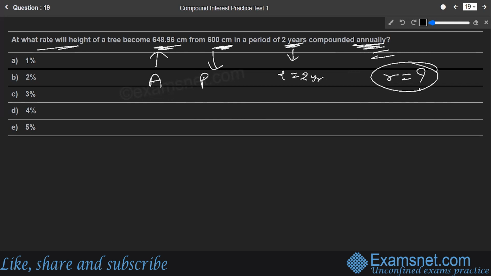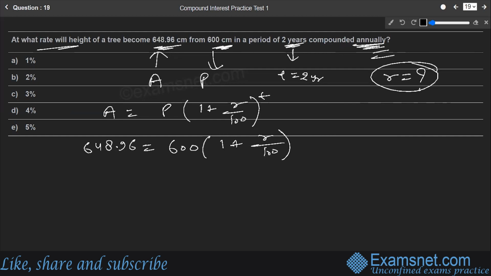So the simple formula of compound interest can be used for this also, and which can find us the rate value. The simple formula of amount is P into 1 plus R over 100 to the power T. Here the amount value is the final height. The principal is the original height. 1 plus rate value, which is unknown, divided by 100 to the power time value, which is 2. So we are supposed to solve this. Let us bring this 600 to the left hand side. If we do that, 648.96 divided by 600 is equal to 1 plus R over 100 whole square.